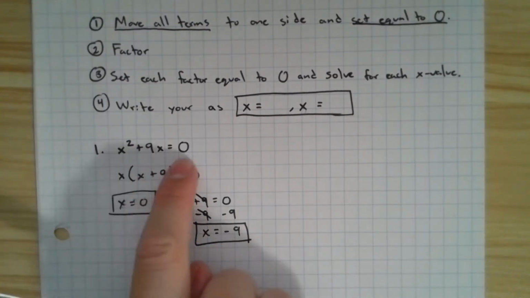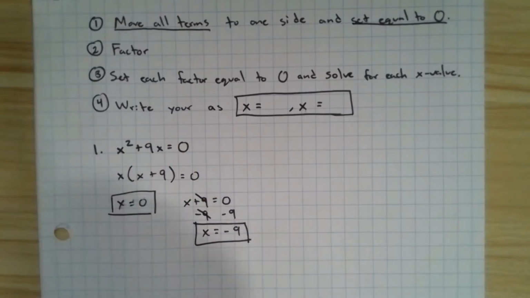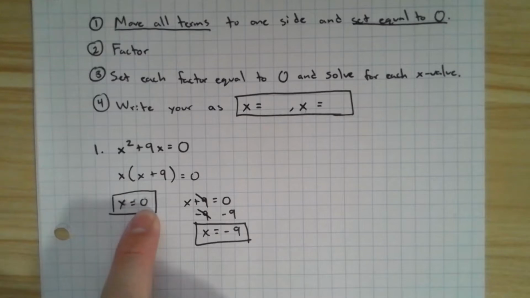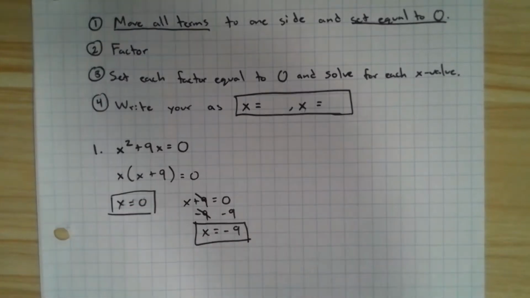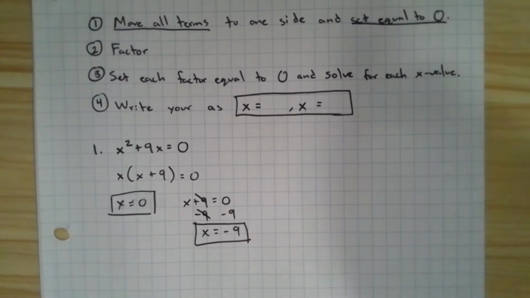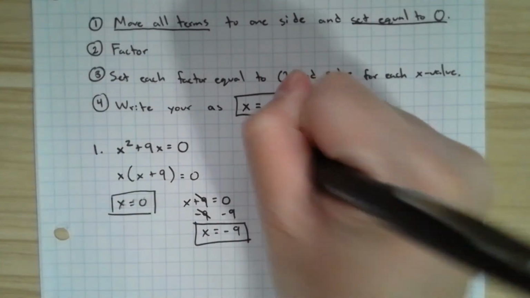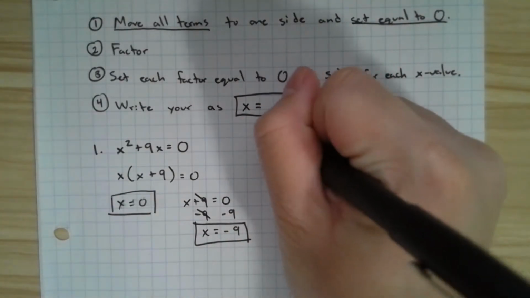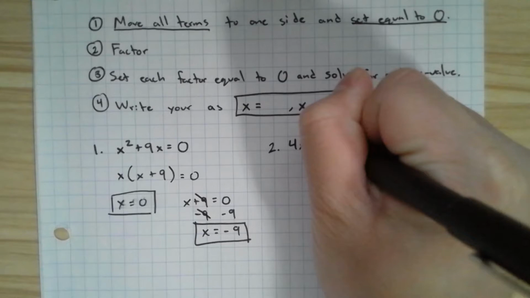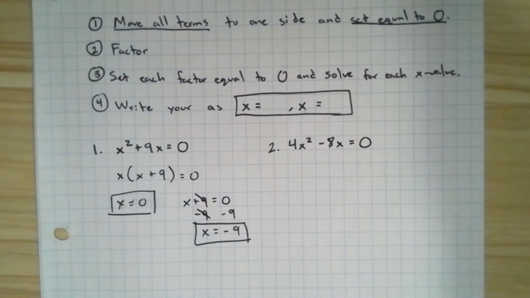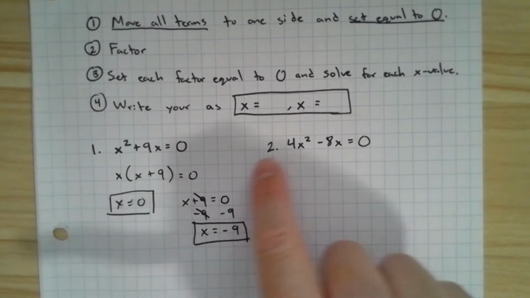So this quadratic equation right here, the parabola, is going to cross the x-axis at x is equal to 0 and at x is equal to negative 9. This is a very important connection that a lot of students miss. That's what we're doing here in these equations without having to look at the graph at all. So here's example 2.